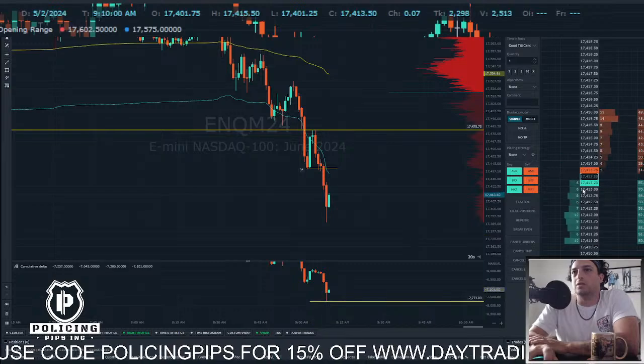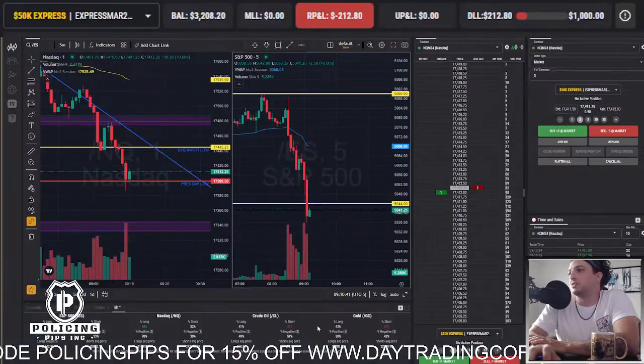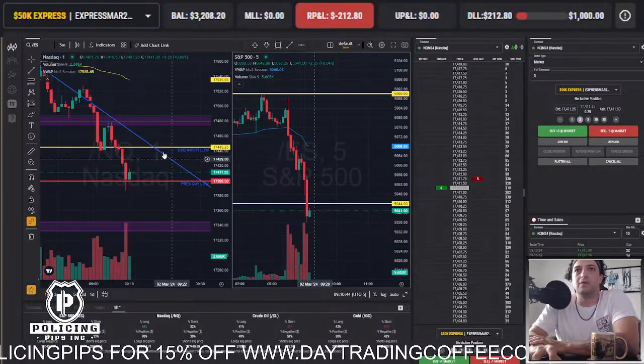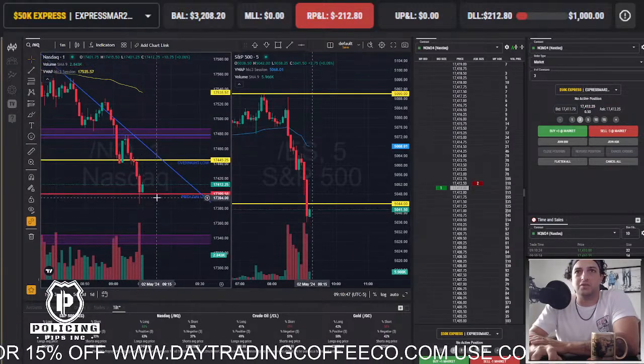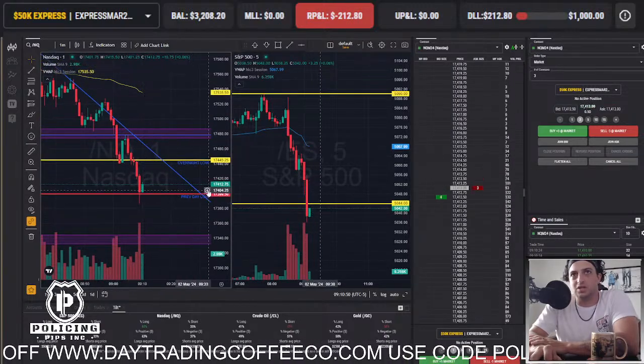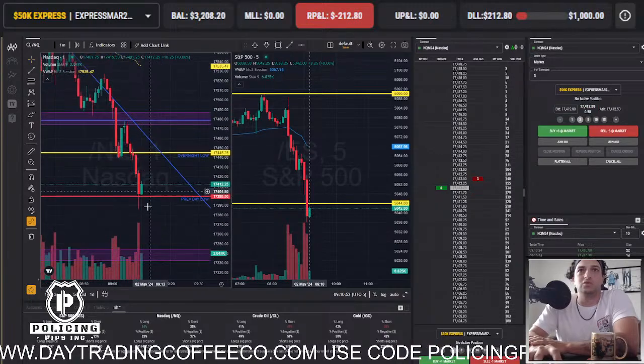That was a nice little wick to the bottom there. Probably that red line acts as the support for now. NVIDIA catching a little bit of a bounce. Do we get the setup again? Do we get the flush of the low and then a rotation back up? That's what I want to see. We'll try it at this level.